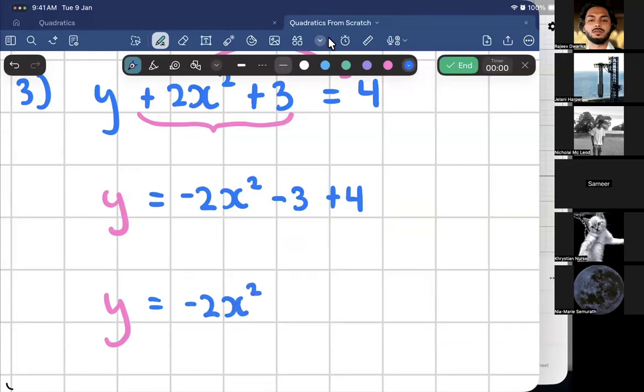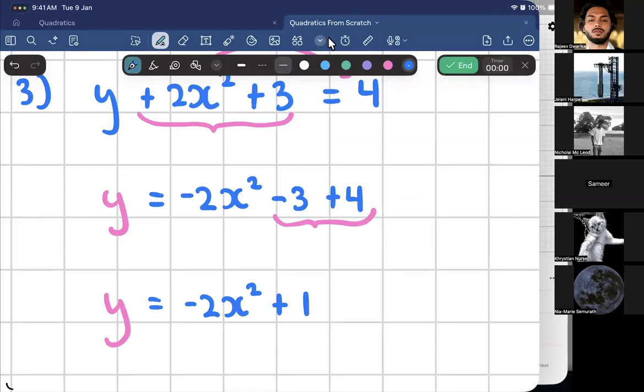Nia, if at any point you're confused, tell me. Samir, if at any point you're confused, you tell me, right? So I just write back minus 2x squared, and we could simplify this. What do you all think negative 3 plus 4 is? 1. Yeah, negative 3 plus 4 is 1. Nia, let me know if you understand that. Yes, sir.